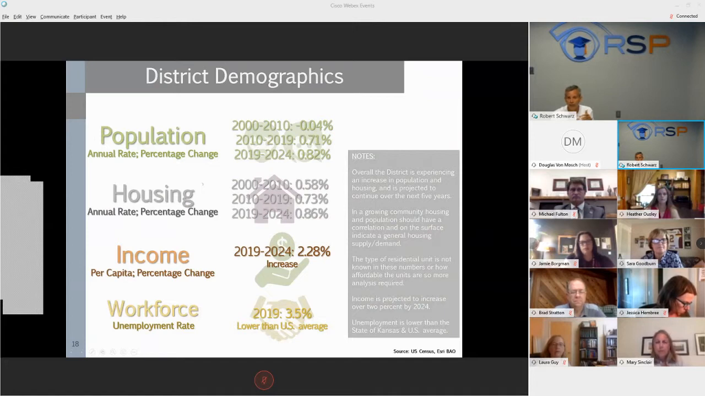The next few pages I won't spend much time on, but they give you some demographics to understand who is in your district, who's attracted to move into your district, how does that relate to your population, your housing, your income, and the workforce. Some of these variables may be different as we see the outcomes of COVID-19.